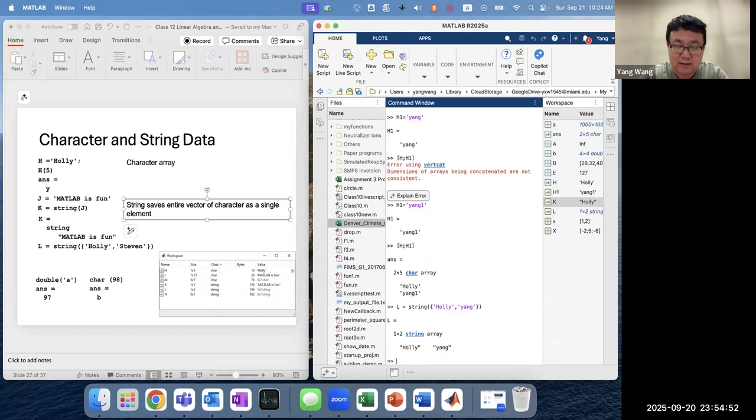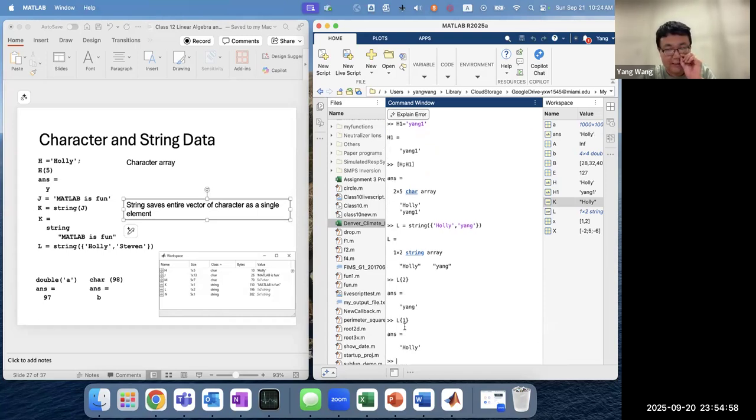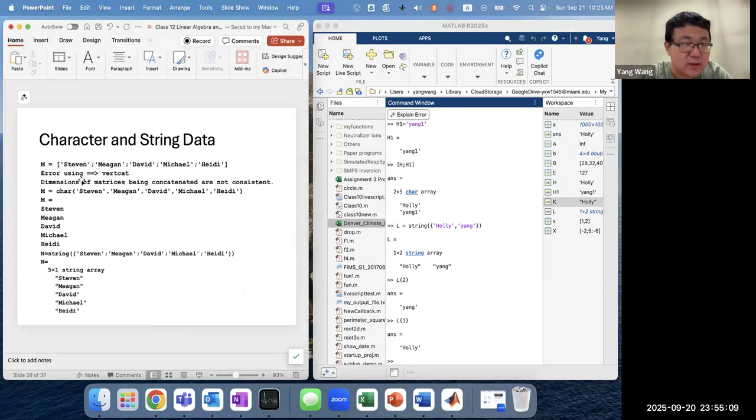And you can now access, let's say, L of 2, which is young, and L of 1. And now you can also see how we access certain elements of the string array. We actually use this curly bracket to access certain elements from the string arrays. Okay, so this is basically the example.